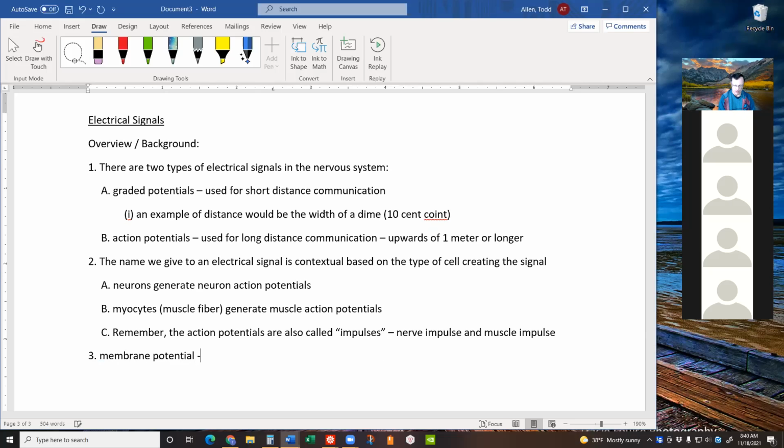Okay. Membrane potential is a catchphrase. It's a vocab word. It is a phrase which refers to a separation, or you might say a difference in electrical charge on two sides of a membrane. Remember, we talked about the voltage-gated calcium channels at the neuromuscular junction.